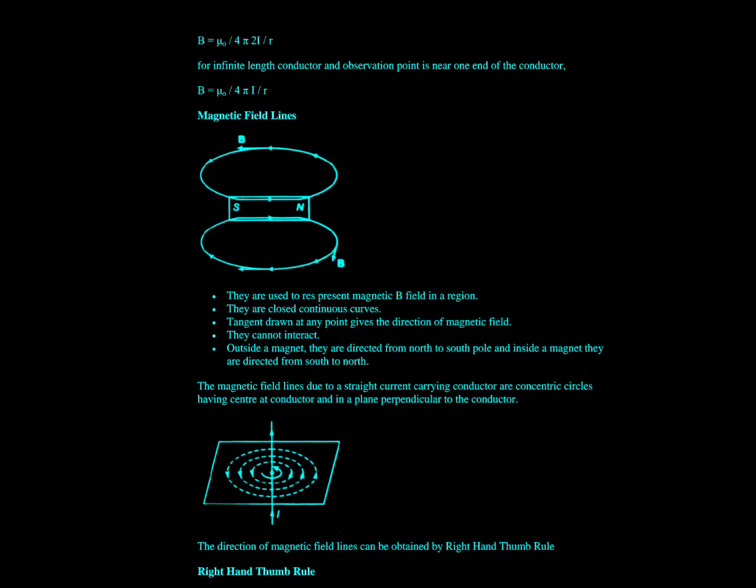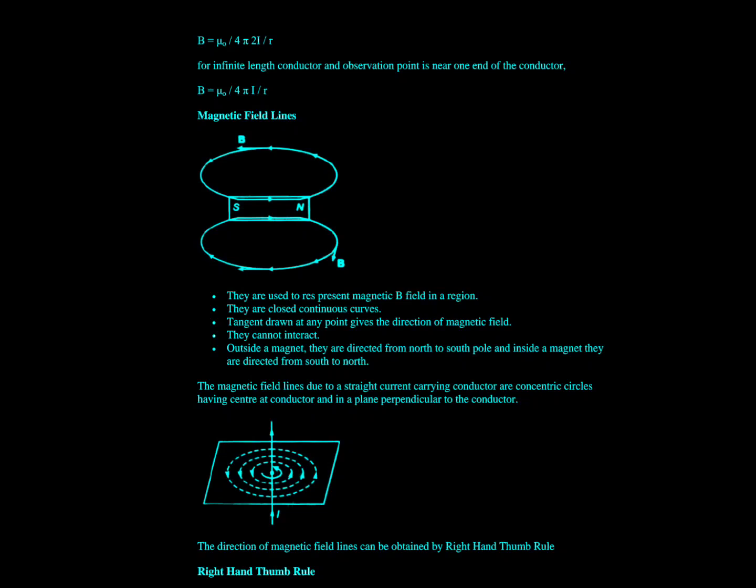Magnetic field lines are closed continuous curves. They never intersect, and if we draw a tangent at any point on a magnetic field line, it gives the direction of the magnetic field at that particular point. They are used to represent the magnetic field in the region. So with the help of the magnetic field lines, we generally represent the magnetic field.